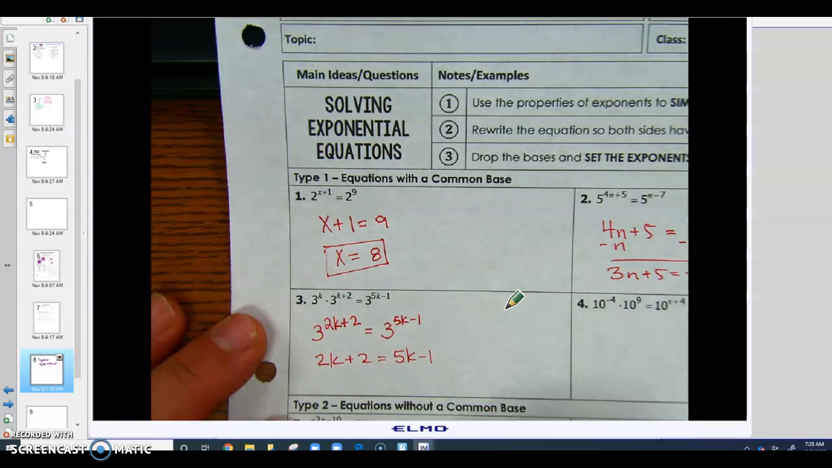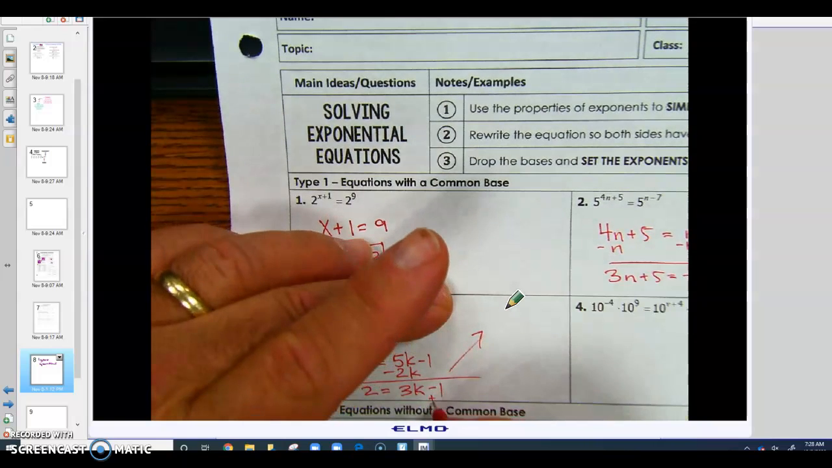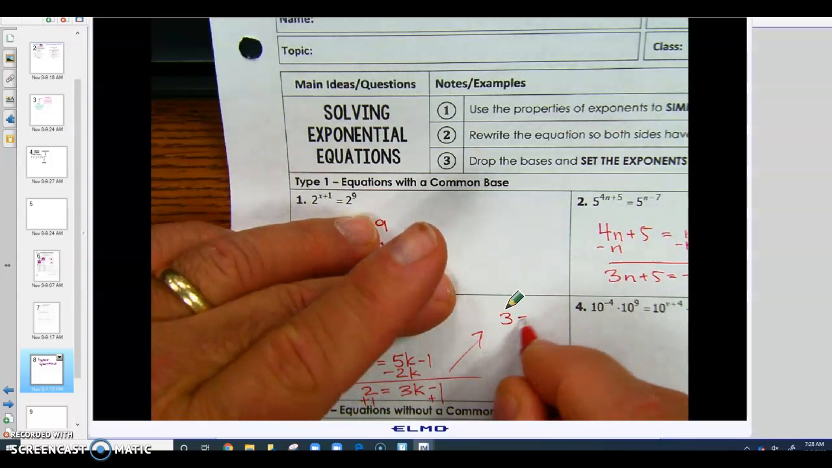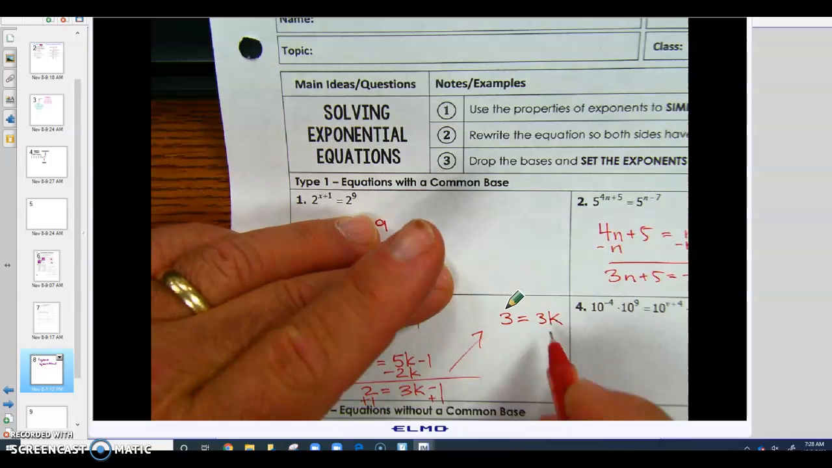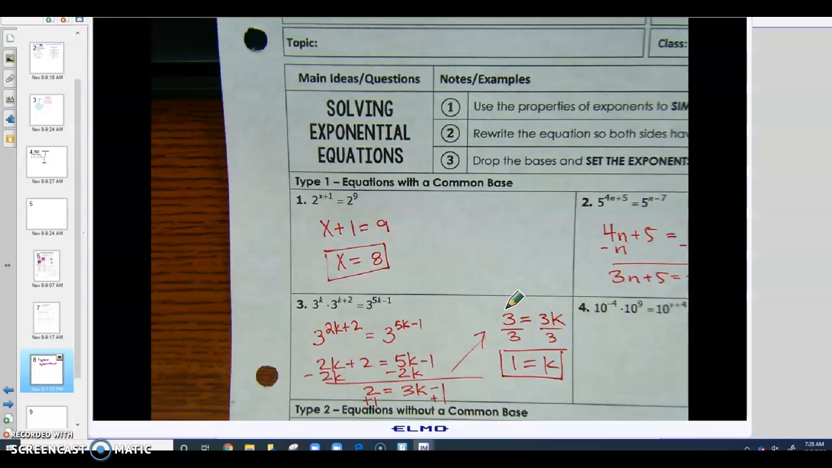All right. Subtract 2k from both sides. Yes, you could subtract 5k from both sides. There's 2 ways to do that. Okay. Now I'm going to add 1 to both sides. And I get 3 equals 3k. Now I'm going to divide both sides by 3. 1 equals k. Okay.